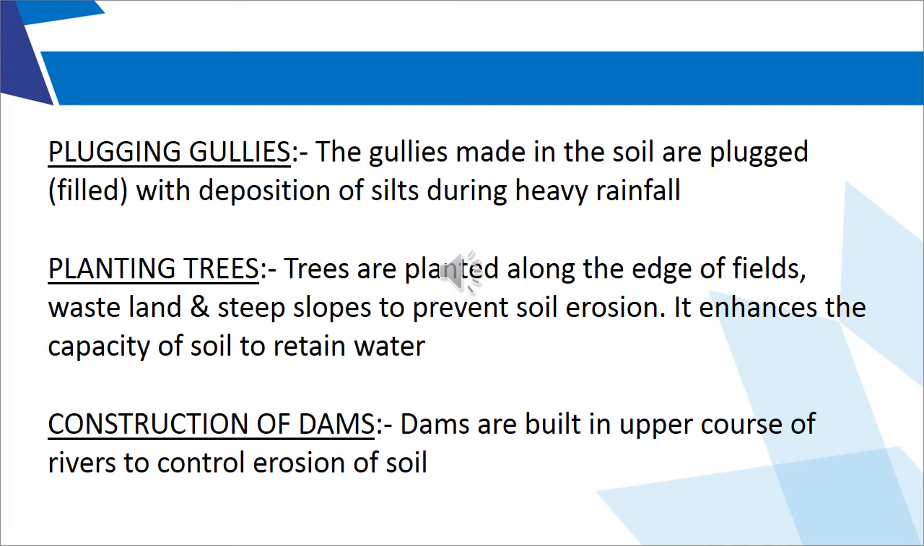Then we have construction of dams. Dams generally are constructed in the upper course of the river. Why is it so? Because in the upper course the velocity of the river, the speed of the river, is very very high, and so the soil there becomes prone to erosion. So by construction of dams it can be reduced to a certain extent.